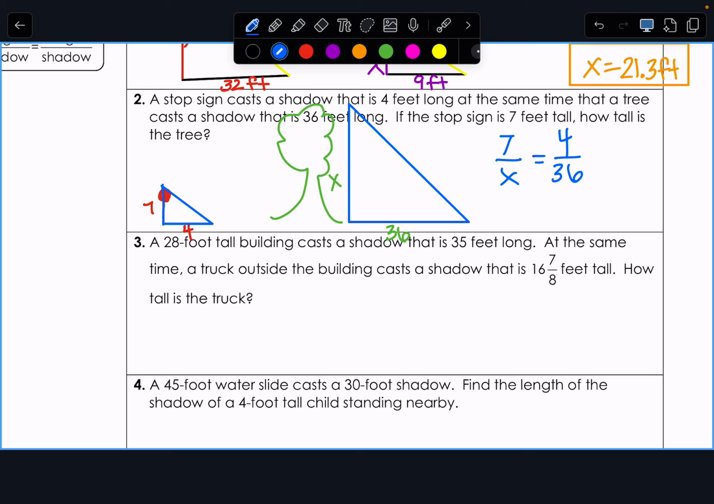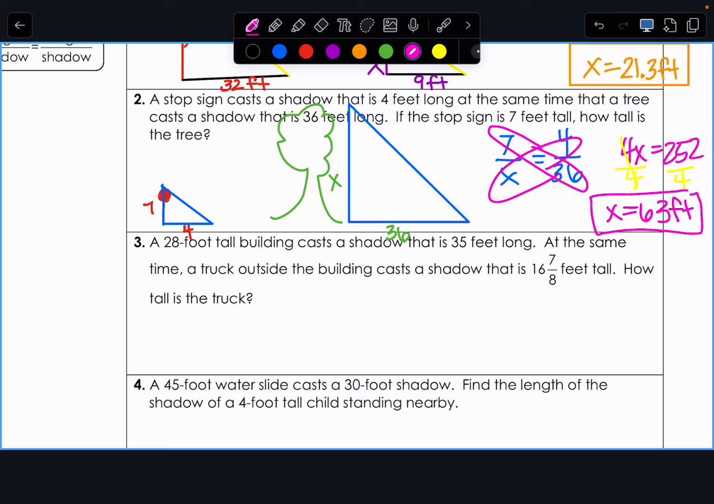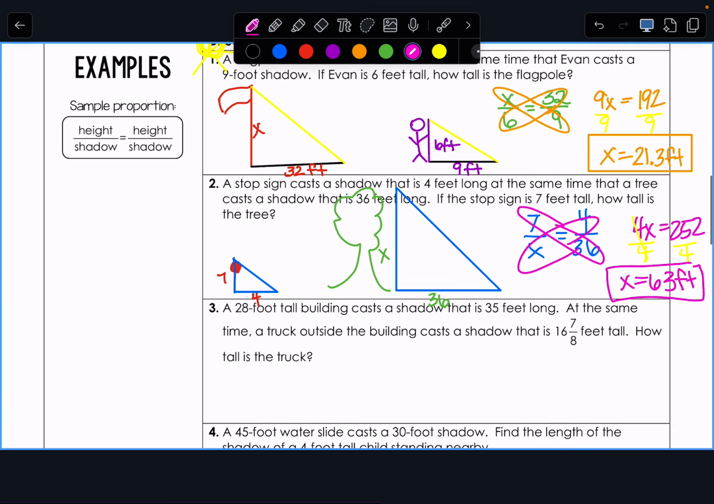What am I getting wrong? So I have my answers up there in black, 1, 2, 3, 4. Okay, so when we get to work time, I'll check. Okay. You are doing something wrong. So hey, what's 7 times 36? 252. So 4x equals 252. And then when we divide by 4, 63 exactly? 63 what? Feet.